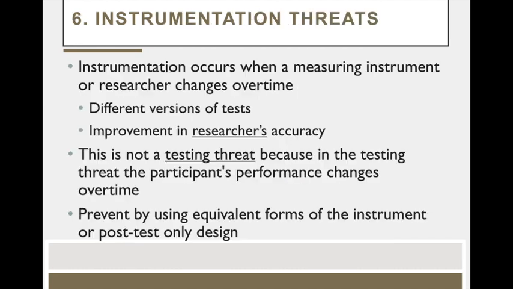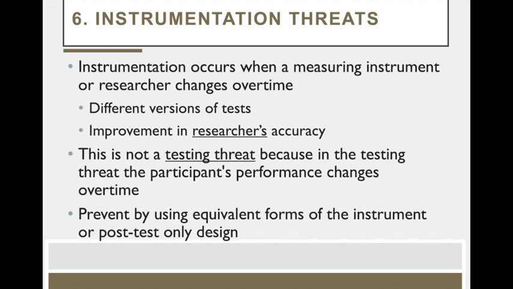class was functioning. An instrumentation threat is our sixth kind of threat to internal validity. This happens when the measuring instrument or the researcher's ability to measure accurately changes over time. So this could be because you had different versions of a test, maybe. Maybe you had 2 classes and you wanted to make sure that all the students in the class were not getting answers from another group of students who took the test earlier.